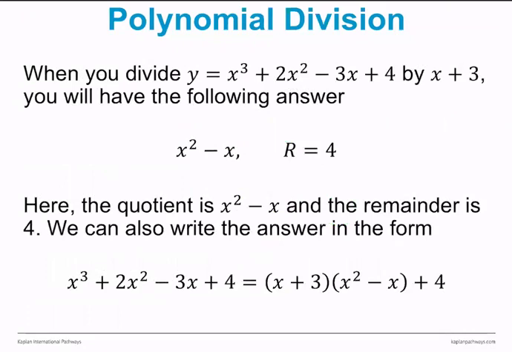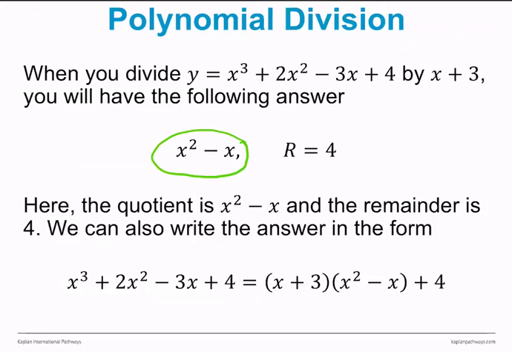So when you divide y equals x cubed plus 2x squared minus 3x plus 4 by x plus 3, you will have the following answer. When we divide this, you will have x squared minus x, and we call this the quotient, and there will be 4 at the bottom as a remainder. I'll show you how to work it out. The remainder will be at the bottom, staying over. So here the quotient is x squared minus x, and the remainder is 4.